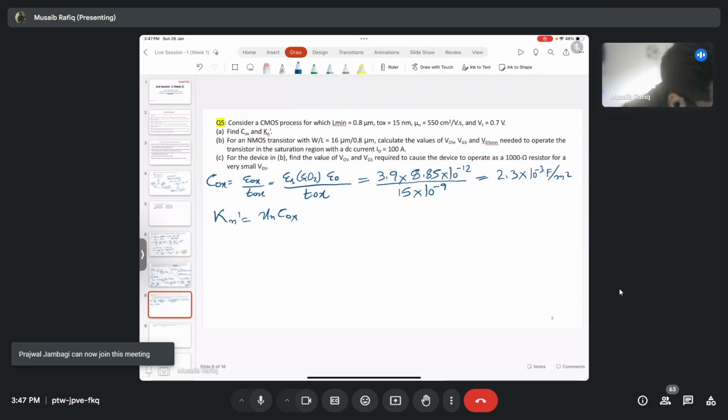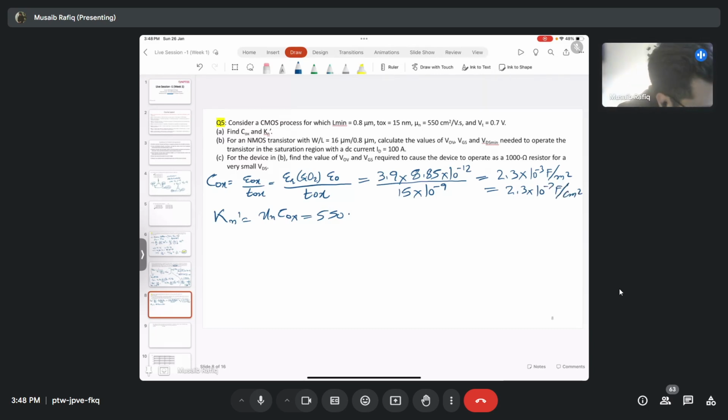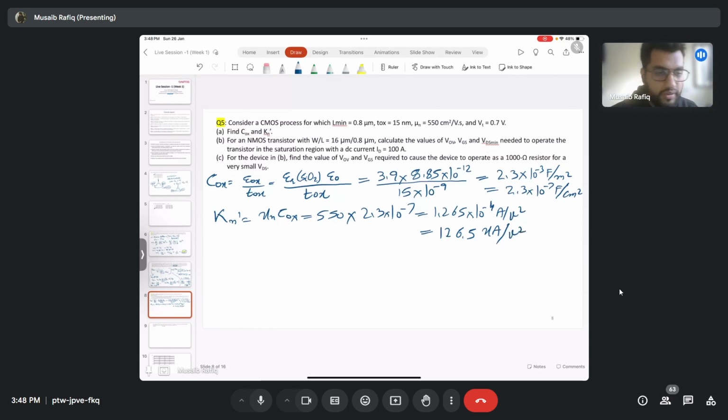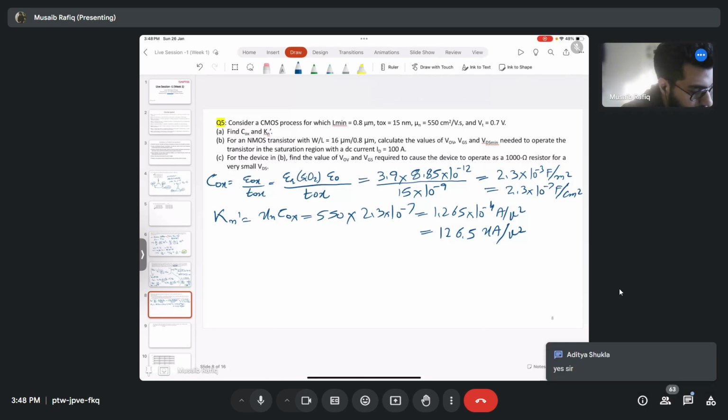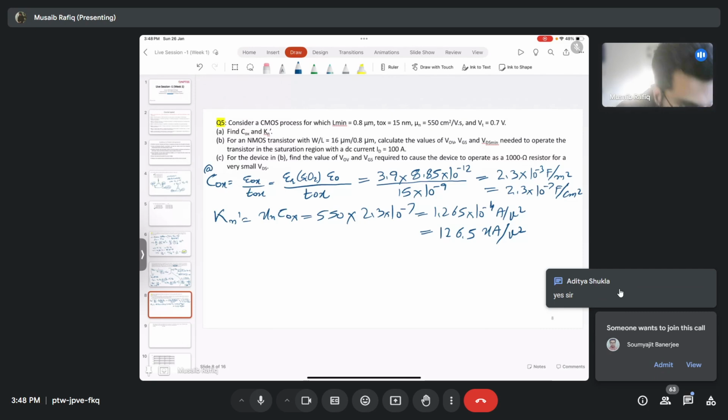Your mu n is equal to 550, and Cox is 2.3. Let's convert into centimeter square because my mobility is in centimeters. So 550 multiplied by Cox, which is 2.3 into 10 raised to power minus 7. It comes out to be 1.265 into 10 raised to power minus 4 ampere per volt square, and that is equal to 126.5 microampere per volt square. You can always do the maths. And now, this was part A.